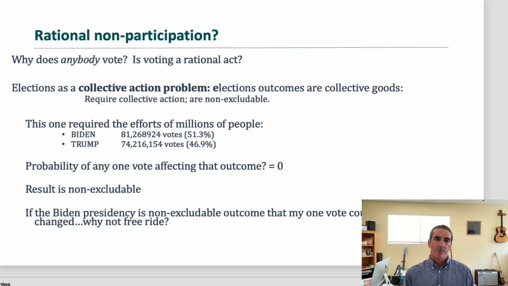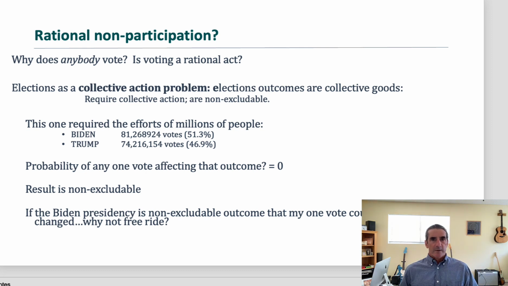Maybe I'm looking at this the wrong way. I want to go back to our long-running conversation through this class about collective action. Maybe, as I'm wondering why so few people vote, maybe the real question is, why does anybody vote? Is voting a rational act? We talked in the last section on public opinion about rational ignorance. Maybe rational non-participation makes a whole lot more sense.